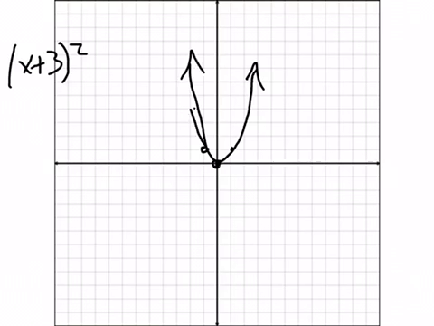And this is obviously a little bit off. That looks a little bit better now. So that would be our x squared function. What I'm going to do is take that function and shift it left 3.